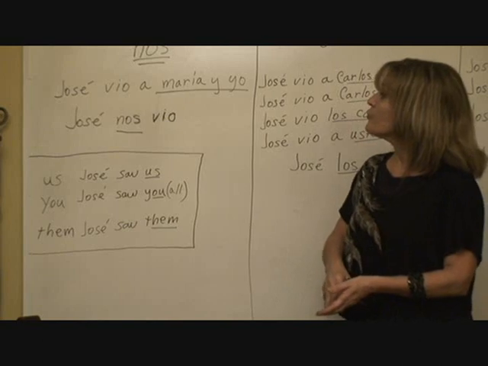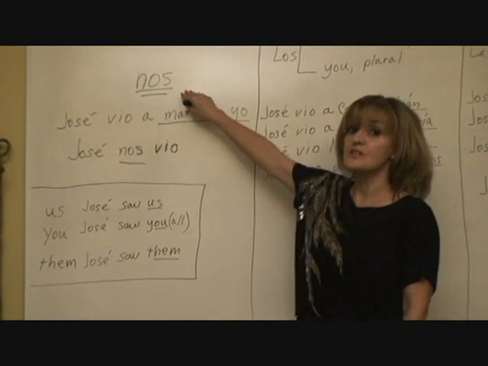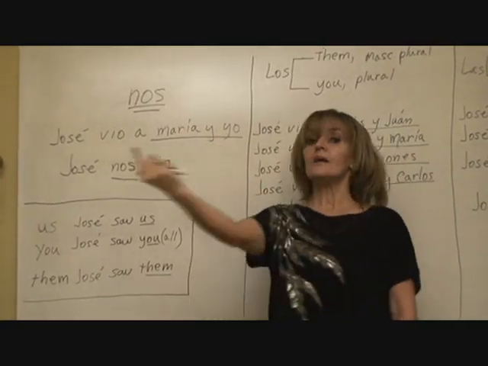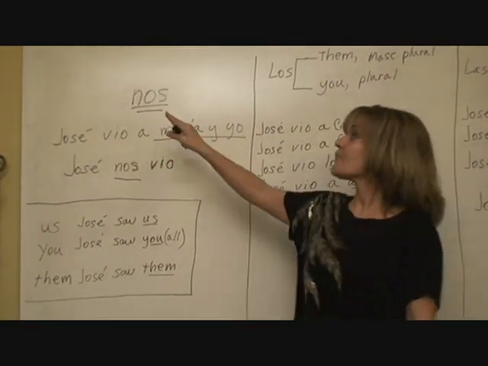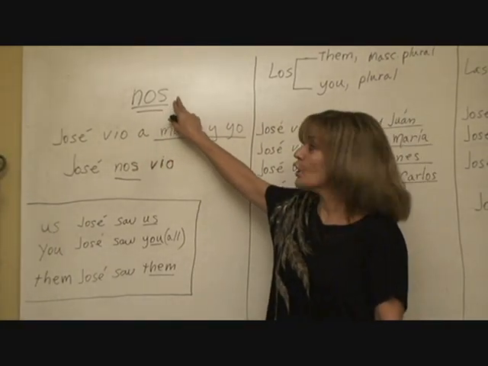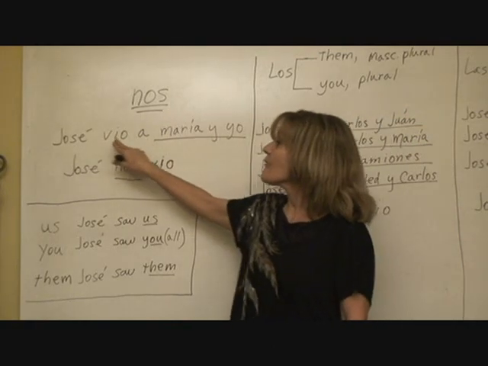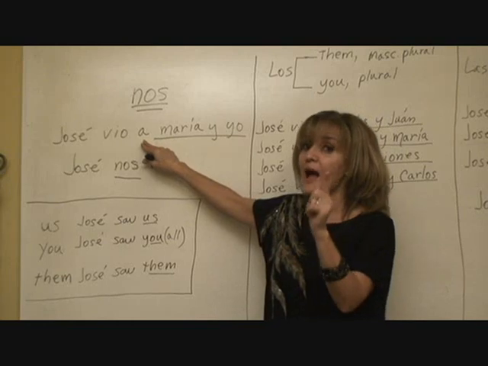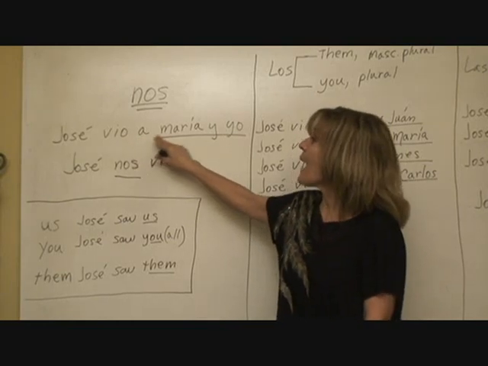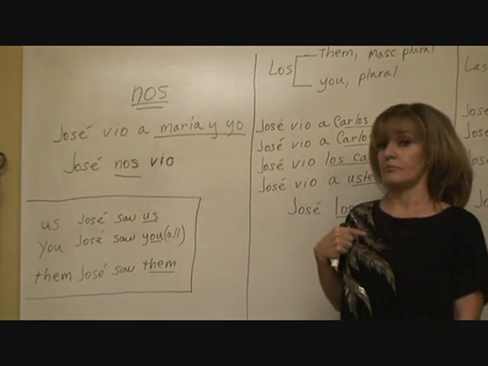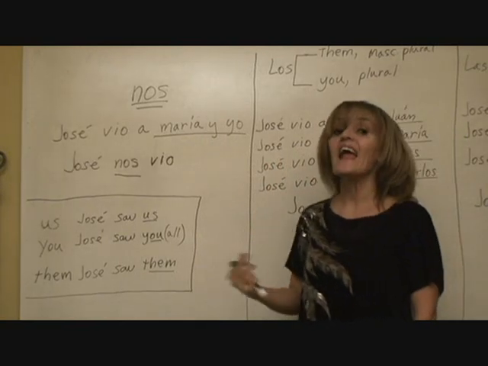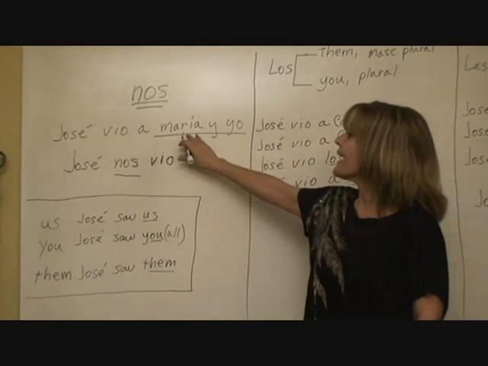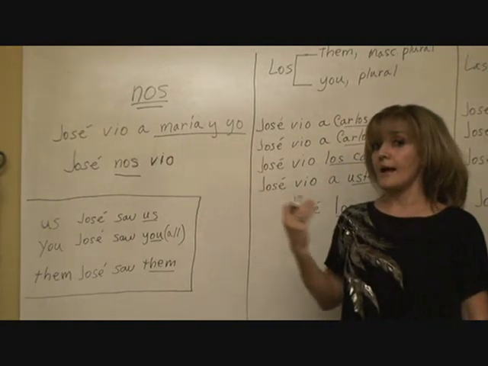So quickly we'll move then to the Spanish, which is what we're really doing here tonight. For us, in Spanish, is nos. Nos. José vio, saw, a, personal a. José vio a María y yo. José nos vio. The direct object here is María y yo, Mary and I.